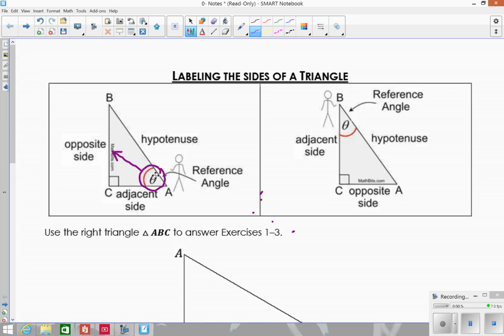Now this symbol here is called theta. That's something that you're just going to see a lot in trig. It's just like another variable, just like an x or a y. It's just that we use it a lot to represent angle measures.